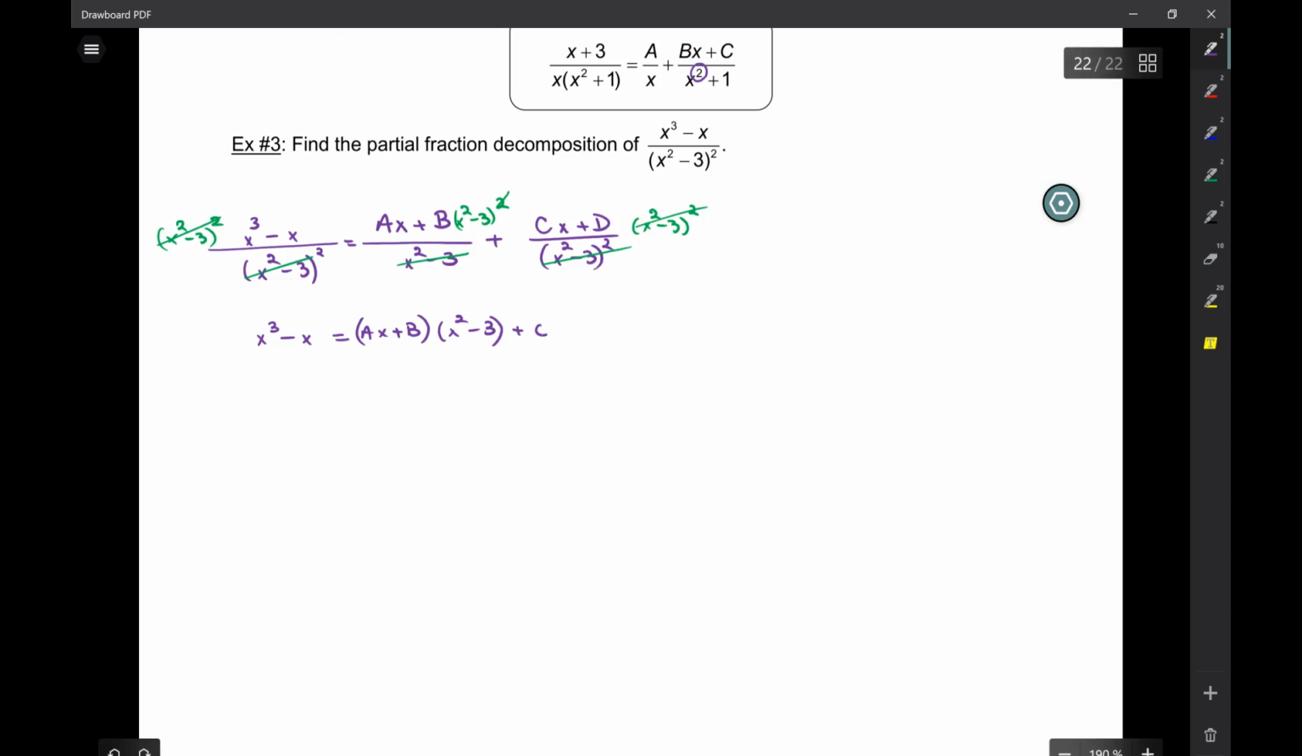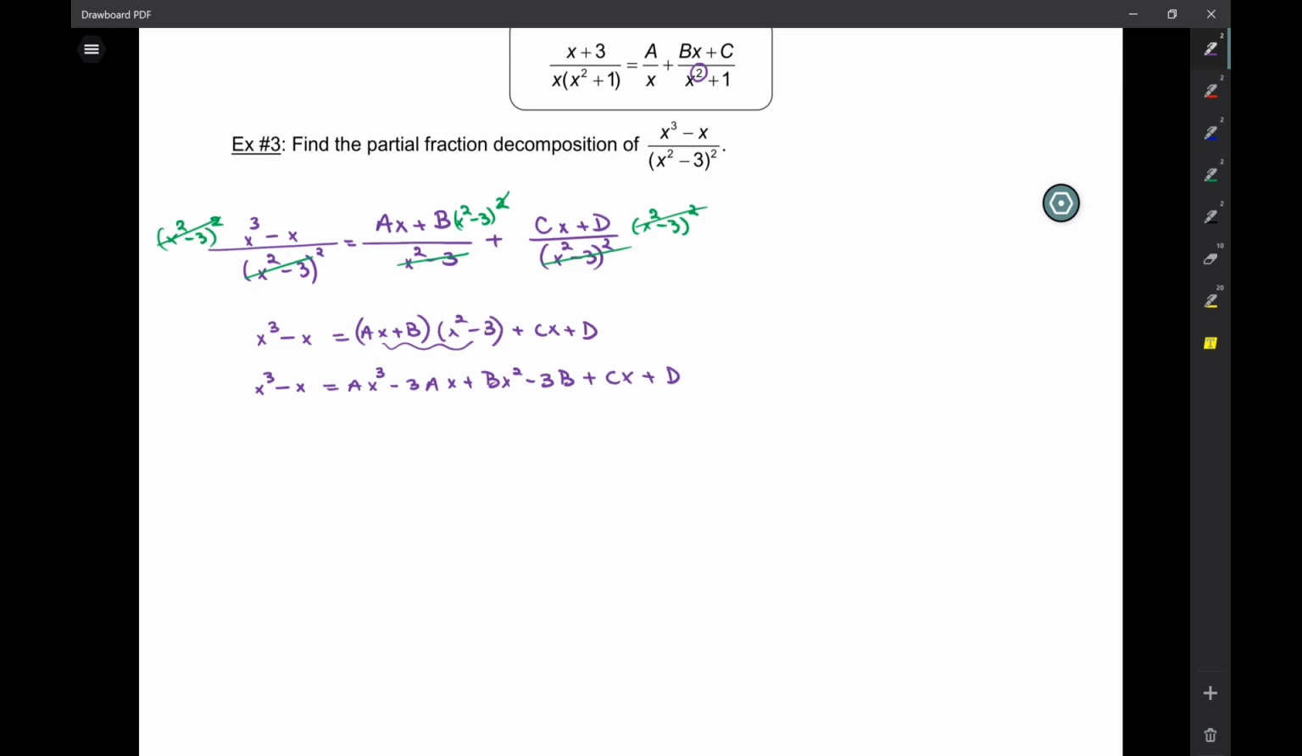Plus cx plus d. Should we multiply these together? Now we're going to multiply them. Okay, we're going to multiply these two. So we get x cubed minus x equals ax cubed minus 3ax plus bx squared minus 3b plus cx plus d.